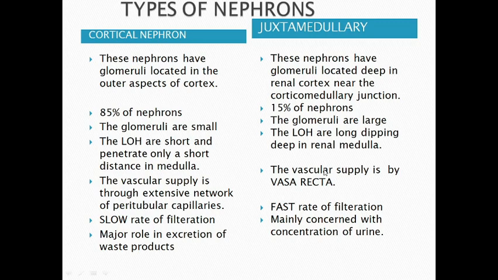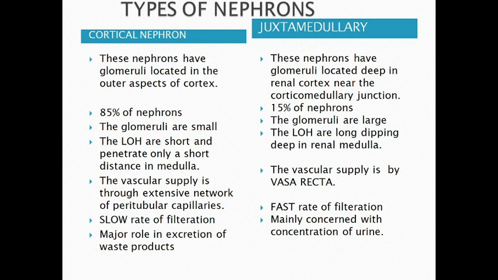On the other hand, the loops of Henle of the juxtamedullary nephrons are long and they dip deep into the renal medulla. That means the glomeruli are large, and the renal tubular portion is very long and projects deep into the medulla.